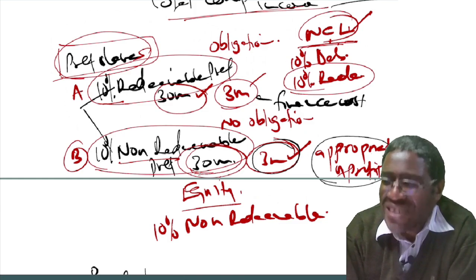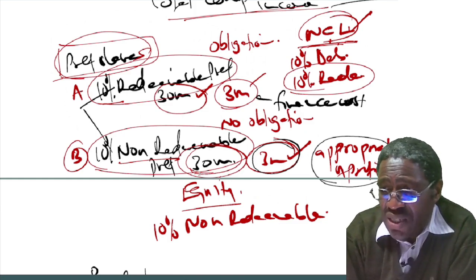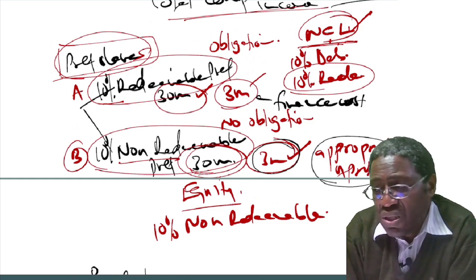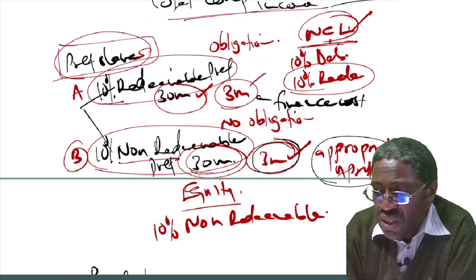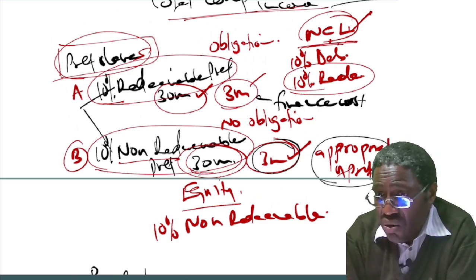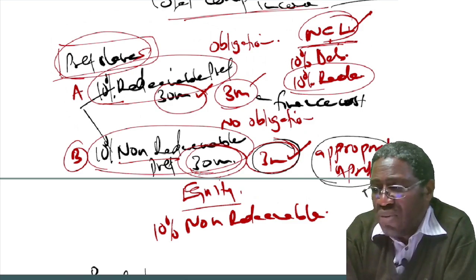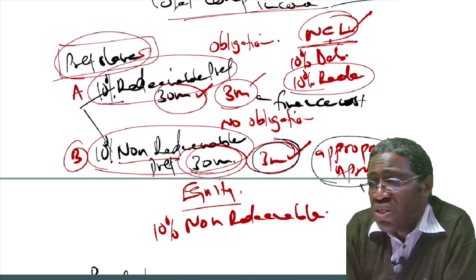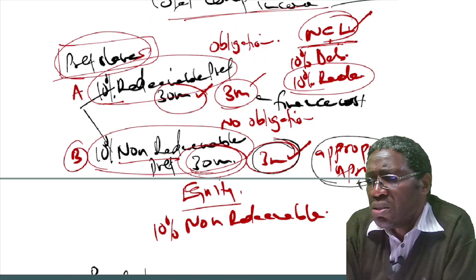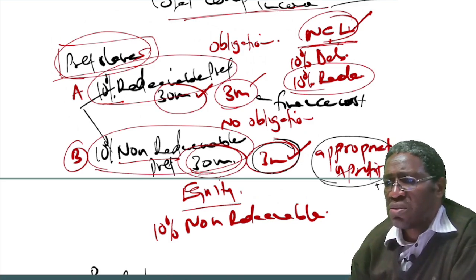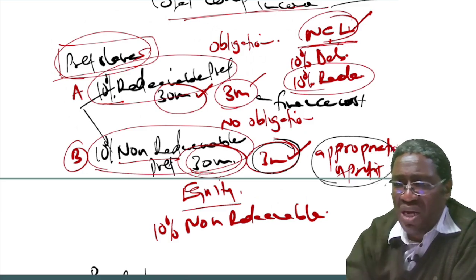If the preference shares are non-redeemable, of course some books will call them irredeemable, we are saying if the preference shares are non-redeemable, they are considered as part of equity in the balance sheet.